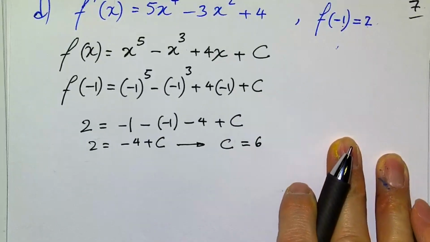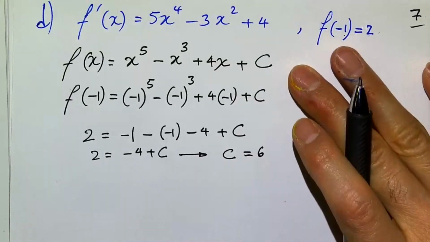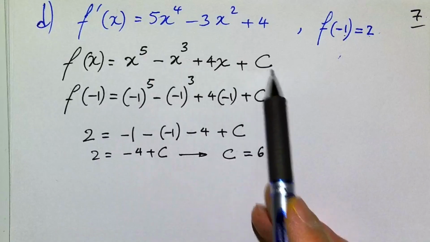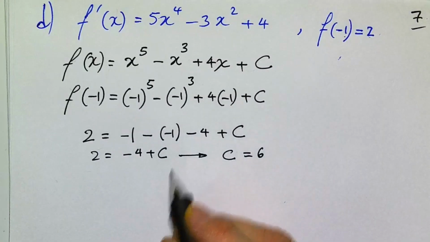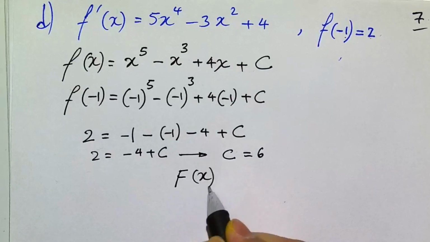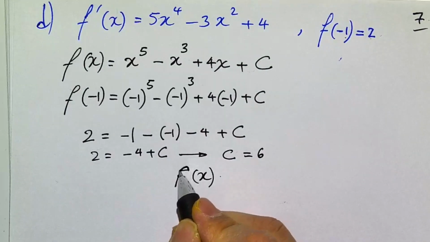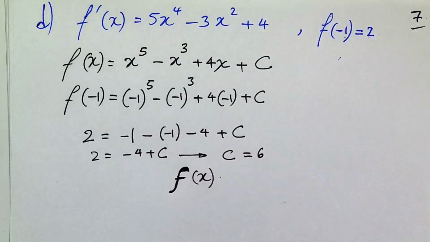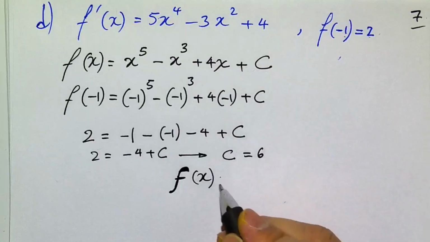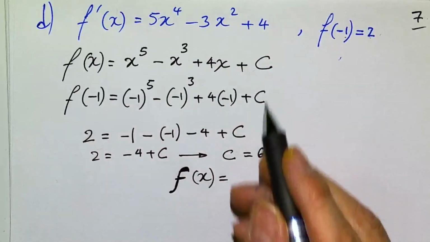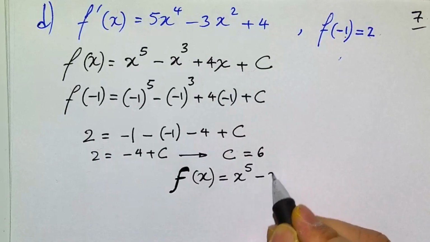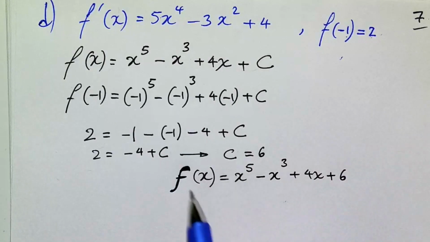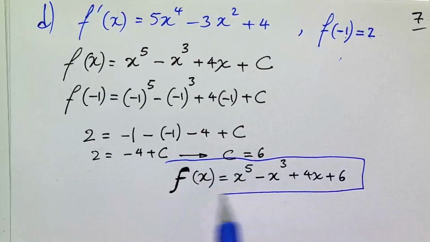Okay? So you can see everything on the screen now. So now in here, we just replace c with 6. Now we know what it must have been. So the antiderivative f of x, because this problem calls it f, so I'll call it that. f of x equals all of that plus 6: x to the 5th minus x cubed plus 4x plus 6. Like that.